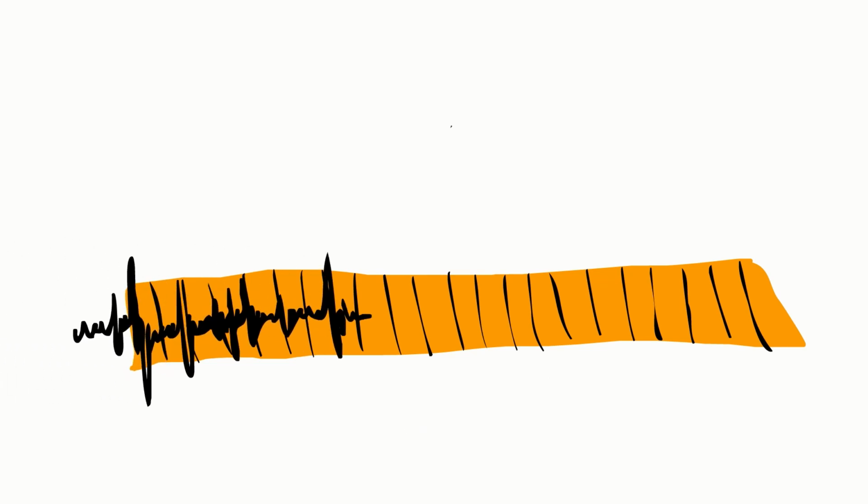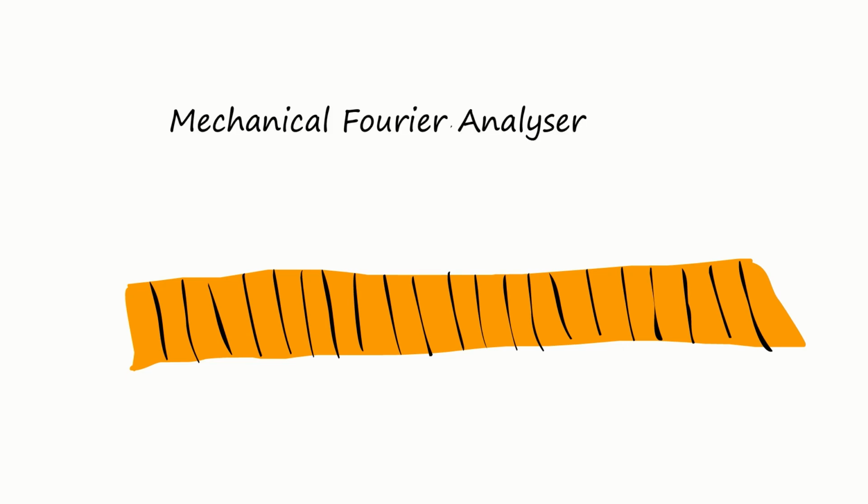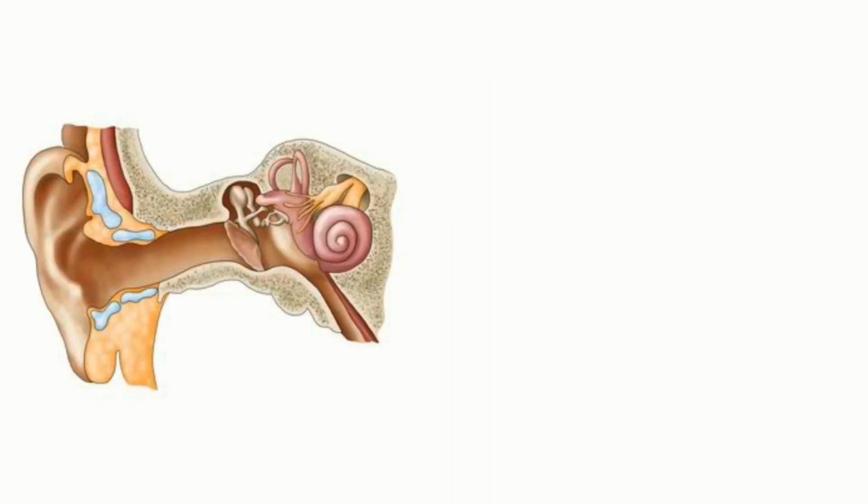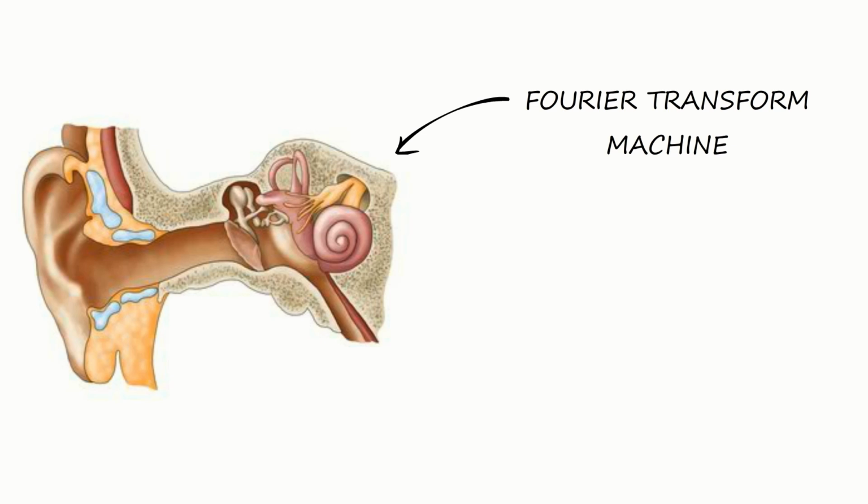When an incoming wave comes, each section vibrates only when there's an amplitude corresponding to its frequency. Basically, the basilar membrane is a mechanical Fourier analyzer. What exists on the basilar membrane is the Fourier transform of the incoming wave. How cool is that? Your ears are basically a Fourier transform machine in itself.